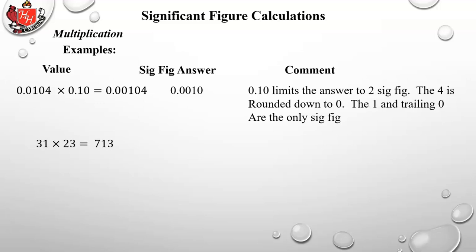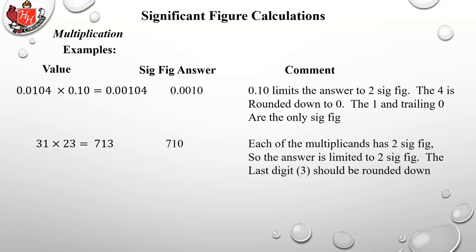This one, pause. Okay, this one's 710. Each of the multiplicands has 2 sig fig, so the answer is limited to 2 sig fig. That's the 7 and the 1. But the final sig fig answer must have 3 digits, and so that final digit after the 7 and the 1 is going to be a 0.